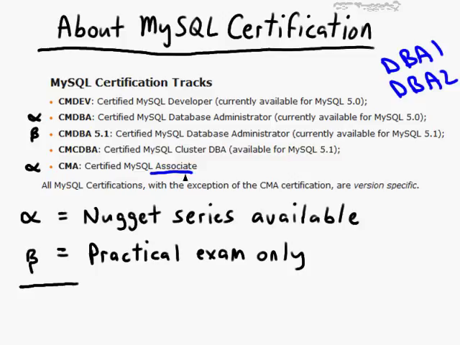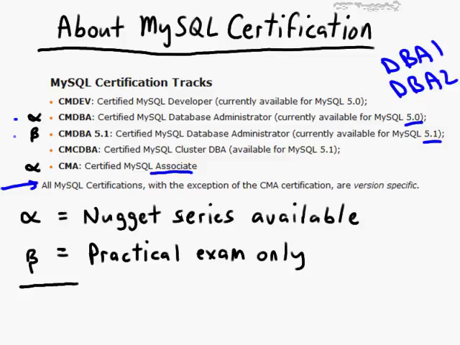Another thing you need to be aware of, friends, and this is what's stated right here on this line, is that all MySQL certs except the CMA are version specific. Therefore, the CMA deals with general MySQL technology that is not tied to a particular version. All right. Now, by contrast, if you're pursuing the DBA, you're looking at 5.0, 5.1. Now, a big difference actually between MySQL 5.1 certification and 5.0 is whether you're doing a computer-based test or a practical exam, okay? And that's where my little alpha and beta symbols are fitting in here.